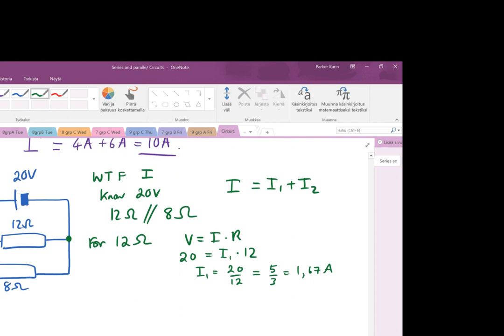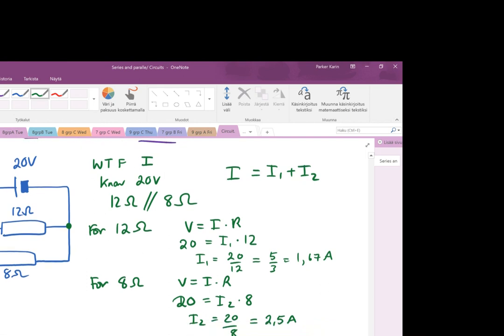Ugh, horrible recurring fraction. And for our bottom resistor, V equals I times R, and we have the same voltage because it is 20. We have I2 times 8, so I2 is equal to 20 over 8, which is 2.5 amps. So our total I, 1.67 plus 2.5, which is 4.17 amps, I hope. Sorry if I've got the maths wrong. But that's the method. Add them up, I1 and I2. Okay. Are we happy? Happy smiley face? Hope so.